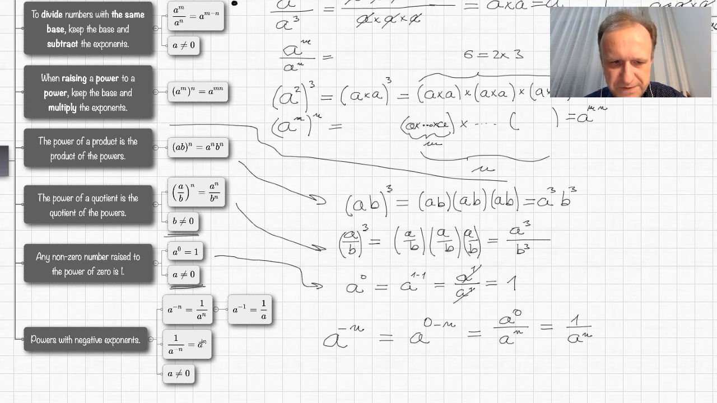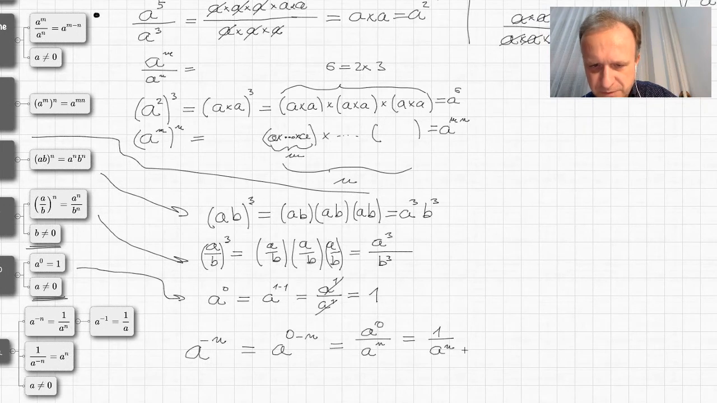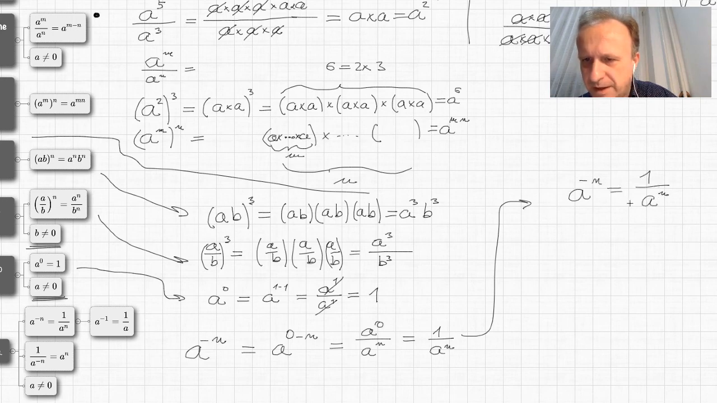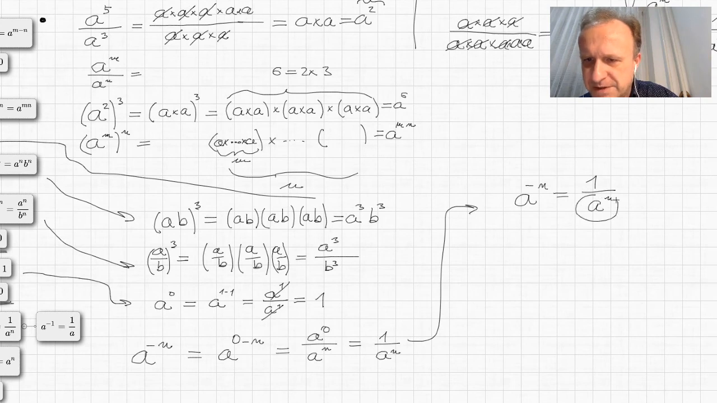Now, if you want to see why this second formula is true, you can use many ways to prove it, but the one that I choose here is as follows. Imagine I have this equation which was proved here, and I write it again: a to the power of negative n equals 1 over a to the power of n. Now, I will try to express this. How do I do it? First, I multiply by a to the power of n. What I get is a to the power of negative n times a to the power of n equals 1.